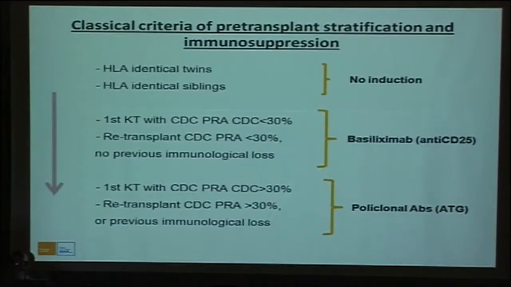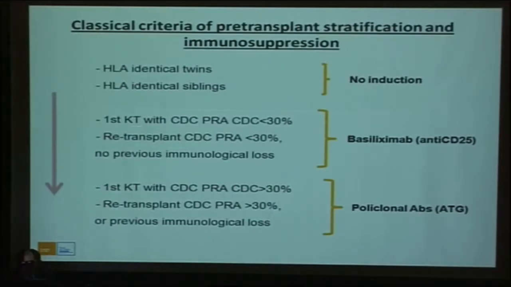My final slide is what were the classical criteria of stratifying the immunological risk. To me, this is a typical slide that could be from 15 or 10 years ago, really nice. No induction therapy with the identical twins or even siblings. This is what we are even doing now, and was doing in our unit for a number of years.